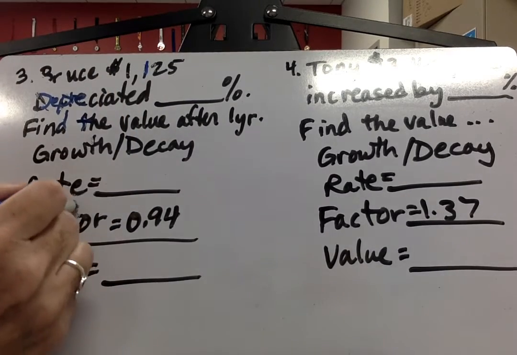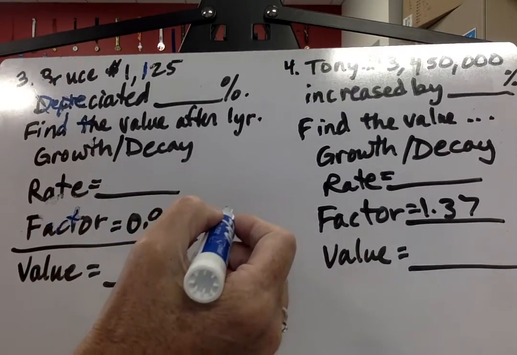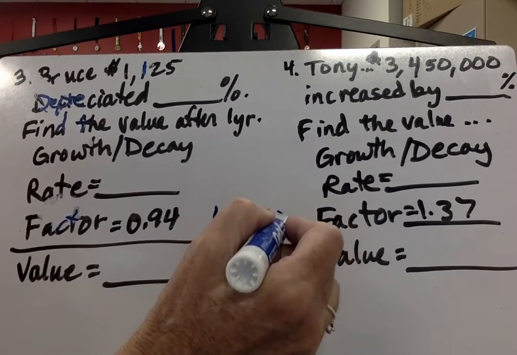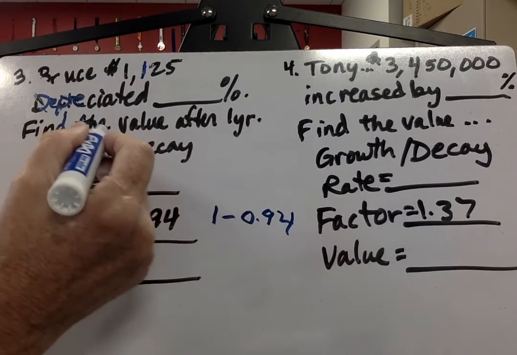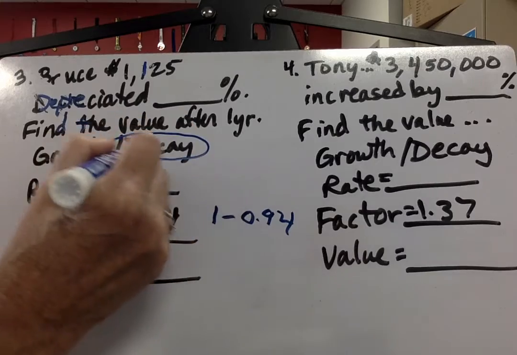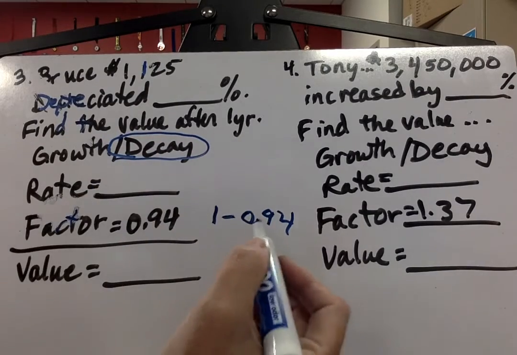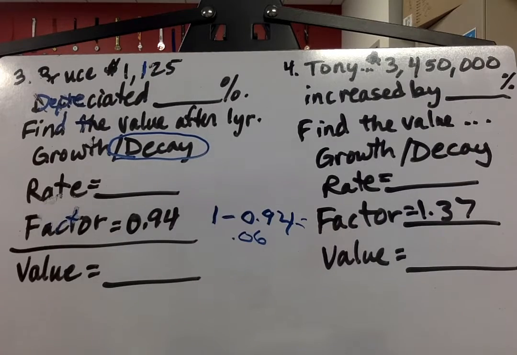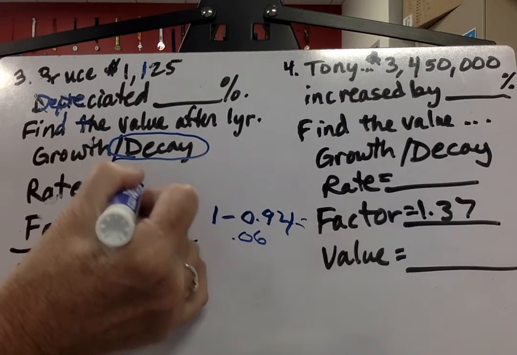Okay, it gives us a factor 0.94. So that means we can go 1 minus 0.94 to help us with the rate. Since I know it's depreciated, so it's a decay, I can go 1 minus. If it was a growth, I'd put this plus 1, or 1 plus that. So then we get 0.06. So that's the rate of decrease. So it went down 6%. So decimal changed to percent, 6%.